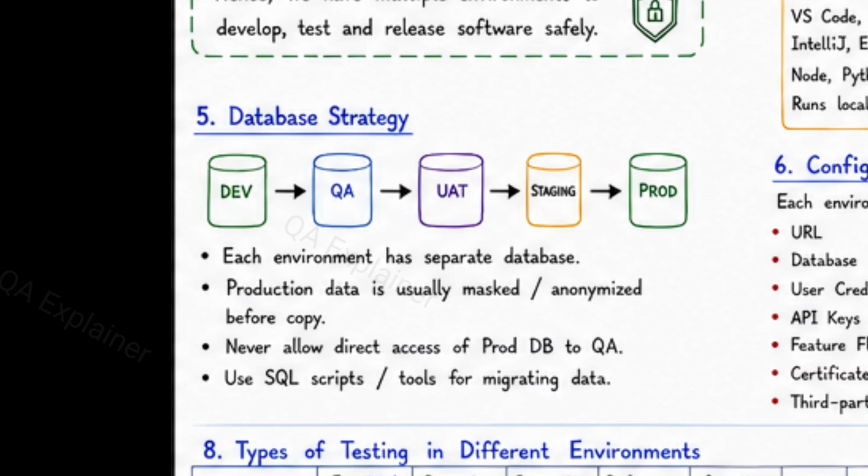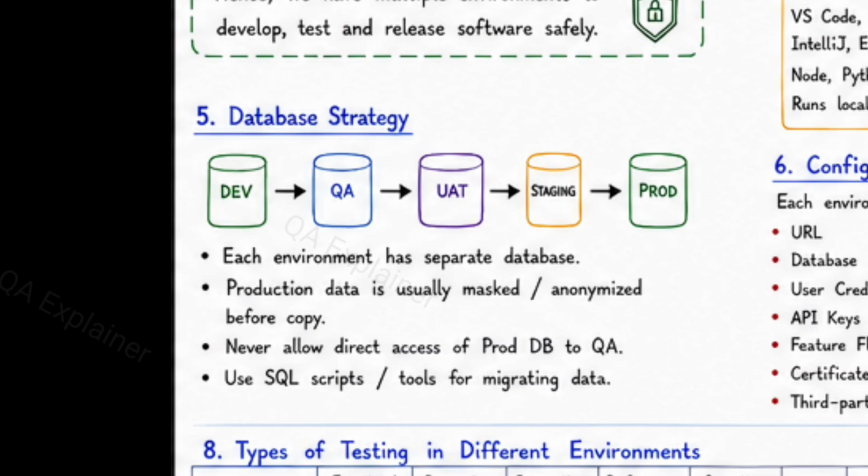Then I'm coming to database strategy. First we have the dev database, then the QA database, then the UAT database, then staging, then the prod database. Each and every environment has its own separate database. Why is it required? Because every database handles some user data.